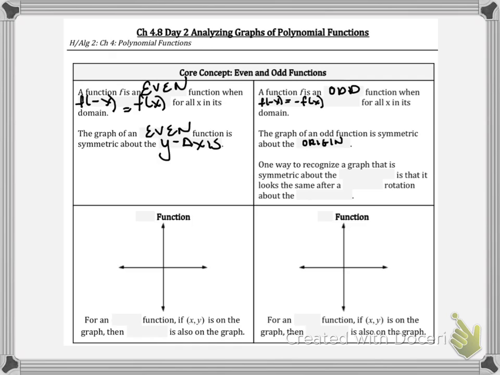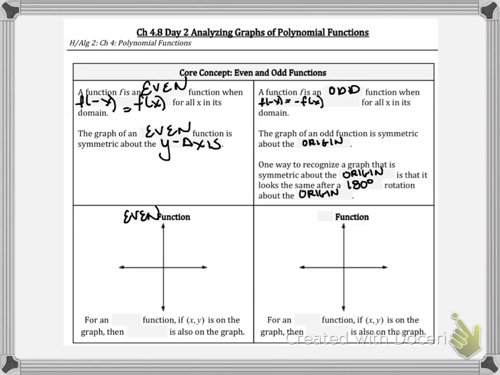One way to recognize a graph that is symmetric about the origin is that it looks the same after a 180-degree rotation about the origin. Okay, so that's just a little hint they put in the book. Now let's take a look at an even function. What does that look like?